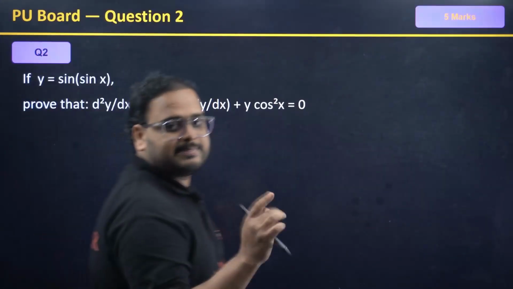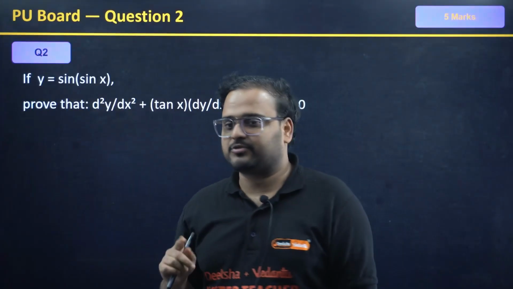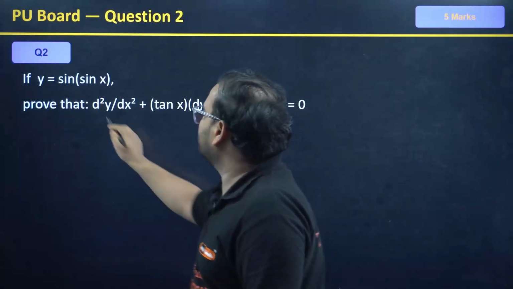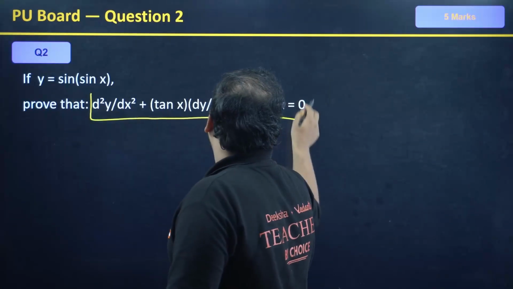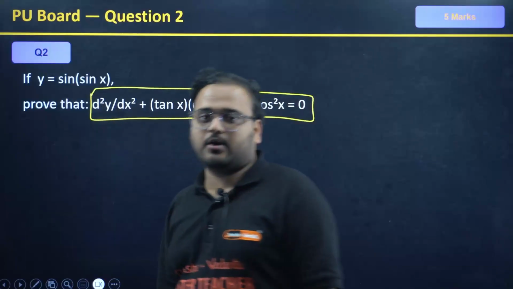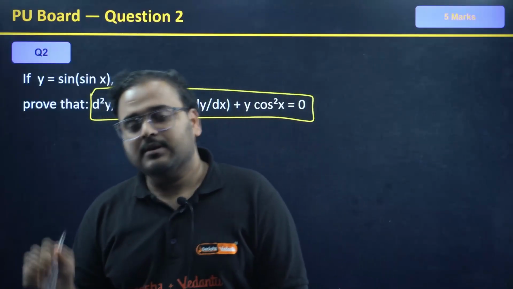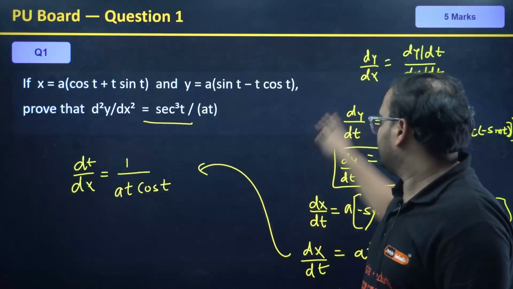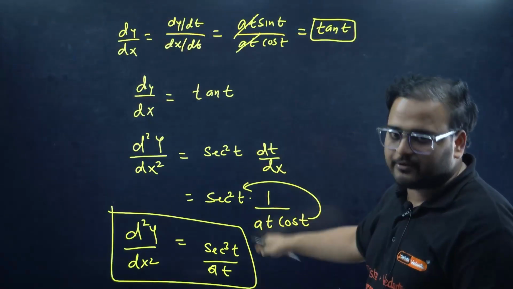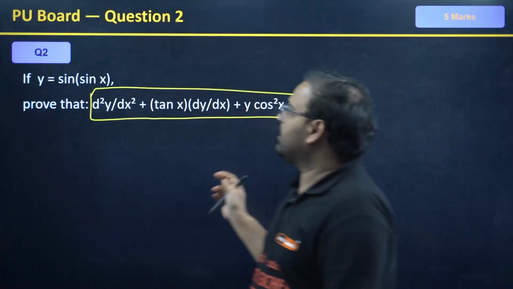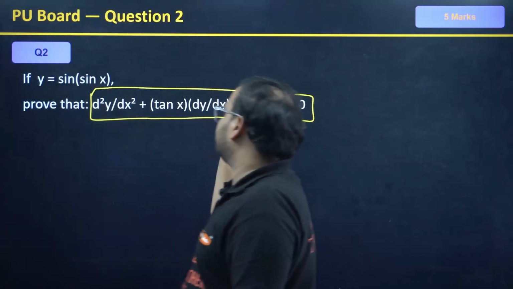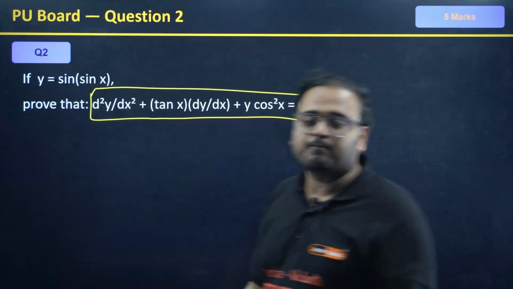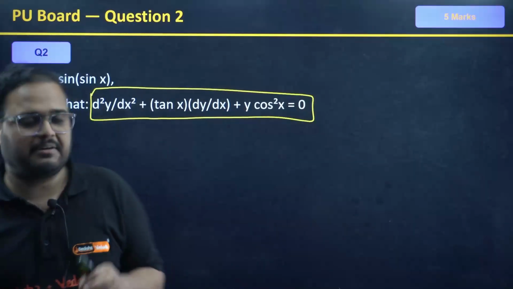Yes. Let's practice one more question. Here we have y = sin(sin x). We need to prove this condition. The first question that we solved was simply: you solved for the first derivative and second derivative and got the result. But this one is where you have to find the values of the second and first derivatives and utilize them in the equation to prove LHS equals RHS. So both kinds of questions can come in the 5 markers.